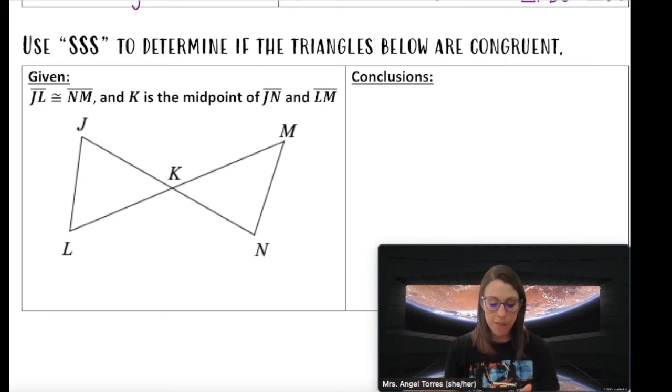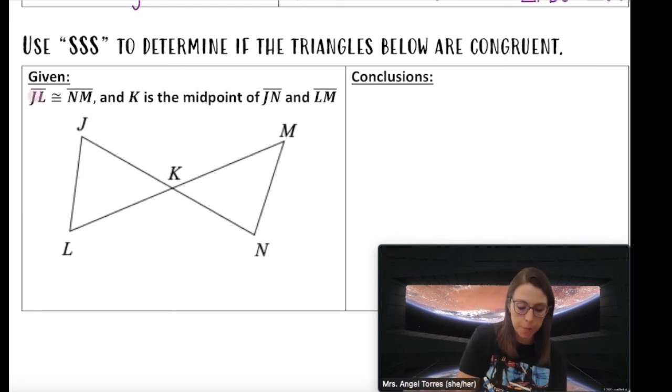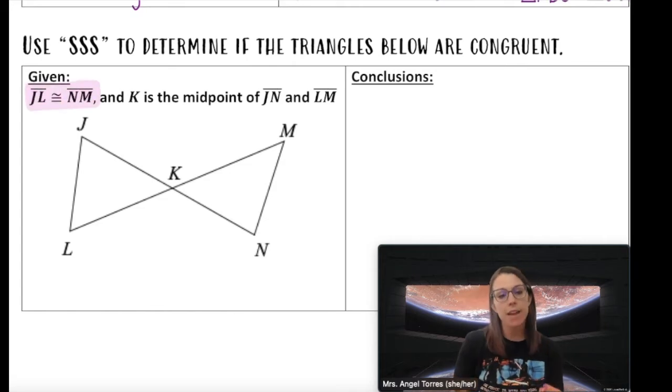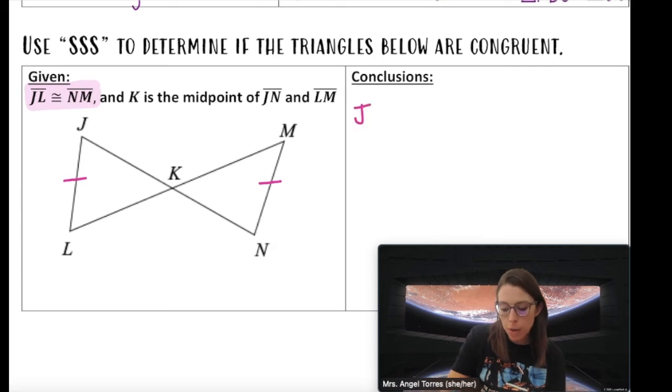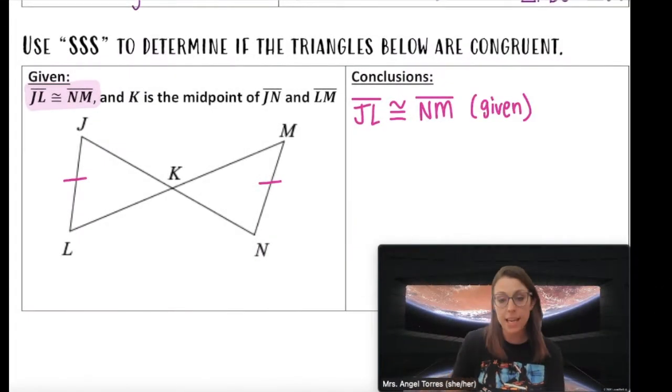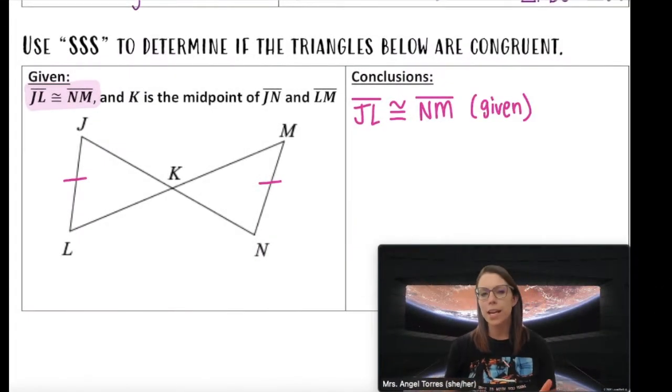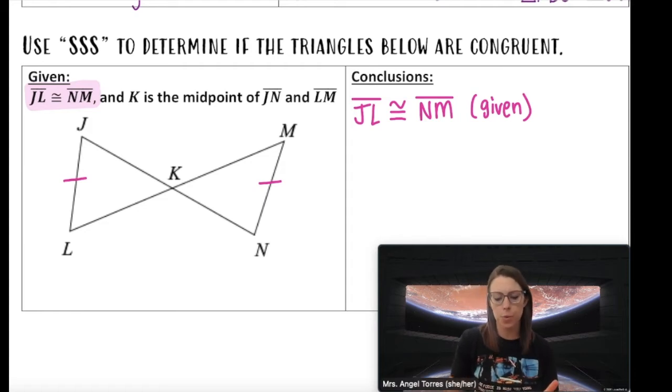The first thing we're given is that side JL is congruent to side NM. So I'm going to take that information and add it to my diagram. I'm going to put one tick mark on side JL and one tick mark on side MN. And I'm also going to write that down over here in my conclusion so that I don't forget that important information. And that information was given to us. Now, just finding one pair of congruent sides does not mean these triangles are congruent. So let's see what else we are given.